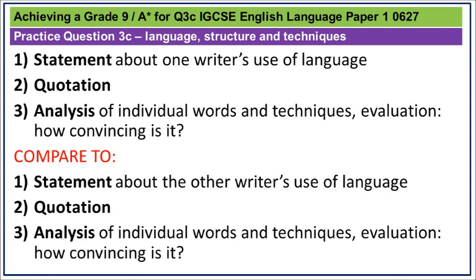The third bullet point requires you to explore the writer's language, structure, and techniques. I suggest using something similar to that used for evidence. First, a statement about one of the writer's use of language. Then, a quotation to back it up. And then some 1F style analysis of individual words and techniques, i.e., what do these words mean in the context? You may also choose to evaluate these words. How convincing and effective are they? Following your analysis, compare the language use in the other texts.